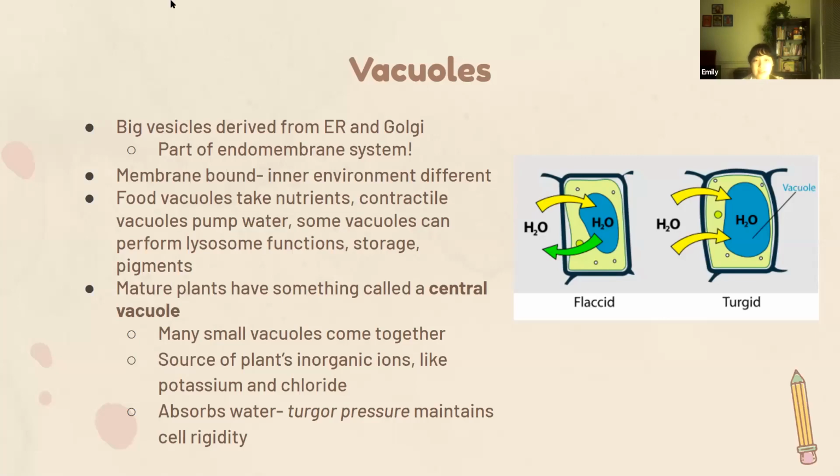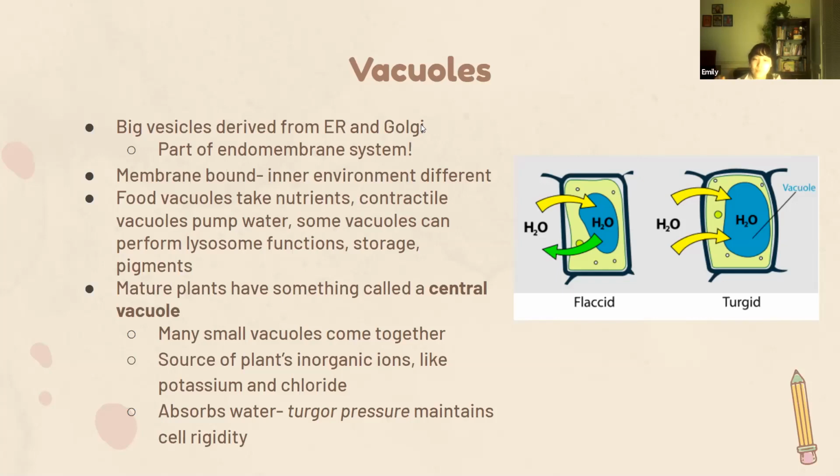And this is because one day scientists decided to assign a fancy name to a big vesicle. So basically, vacuoles are huge vesicles that are membrane bound. They're derived from the ER and Golgi. Because their membranes are connected, they are part of the endomembrane system. And because of this compartmentalization, the inner environment of the vesicle is different from the outer environment.